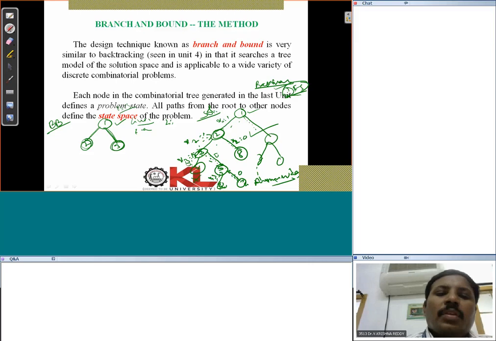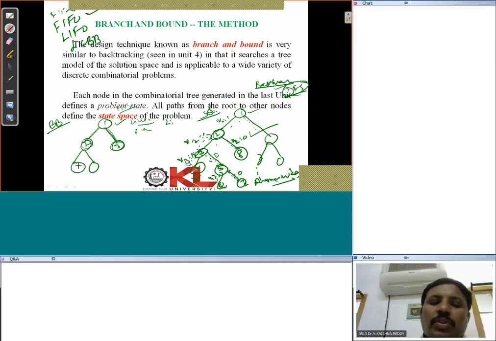What techniques are available? FIFO-BB, LIFO-BB, and LCBB. Suppose we take FIFO-BB, first in first out. Out of 2 and 3, which node is generated first? 2 only. Then we have to expand all the possibilities from 2, that is 4 and 5. So now three live nodes are available: 3, 4 and 5. Again, applying the FIFO method, which is generated first out of 3, 4, 5? 3 only. That gives 6 and 7.